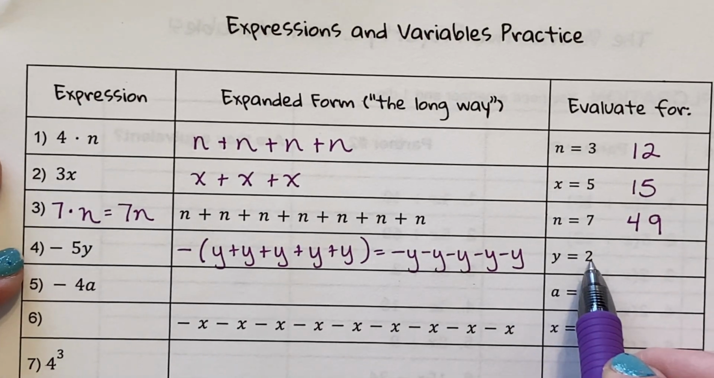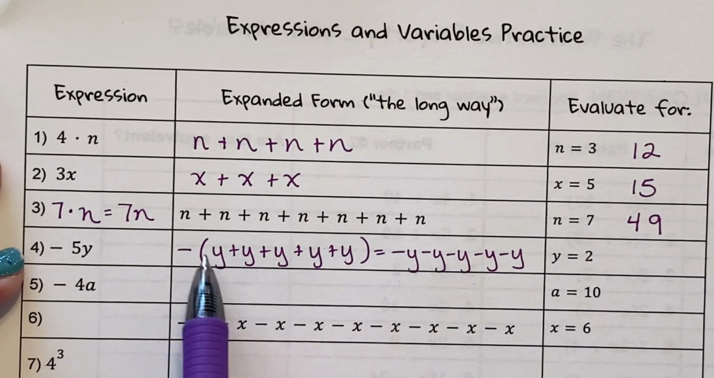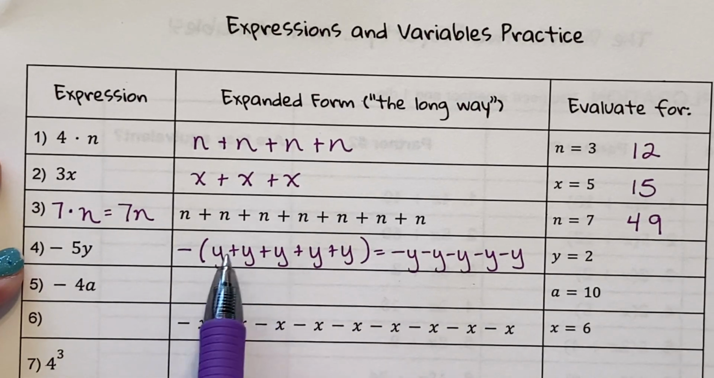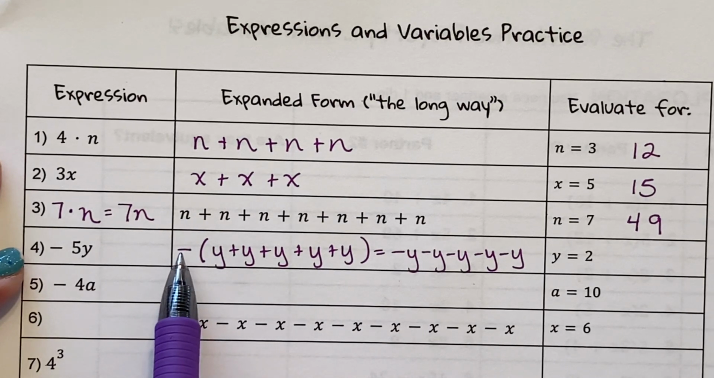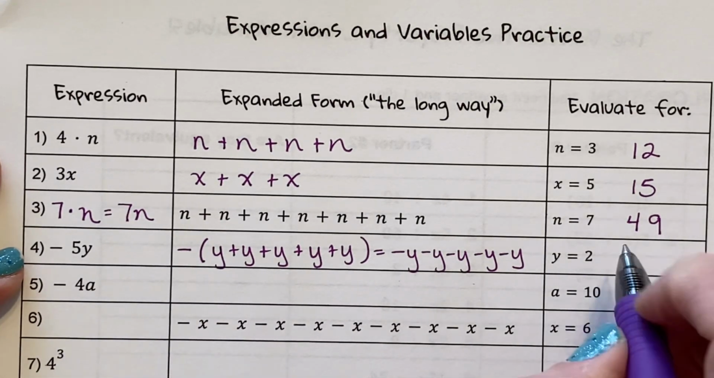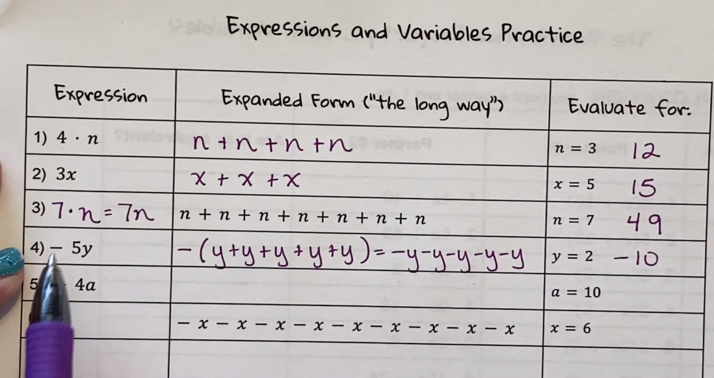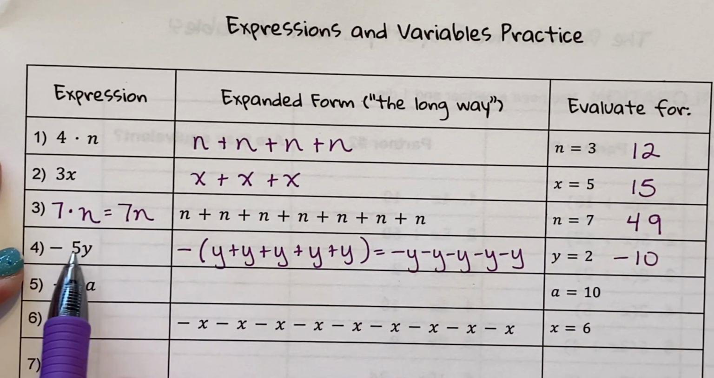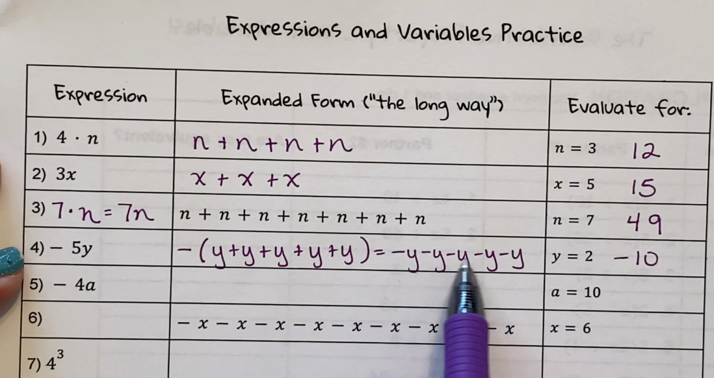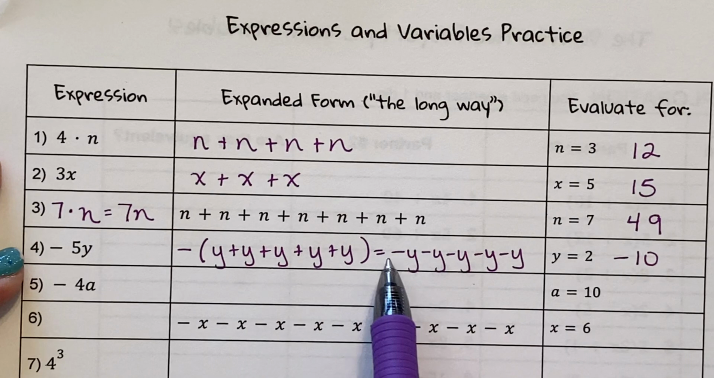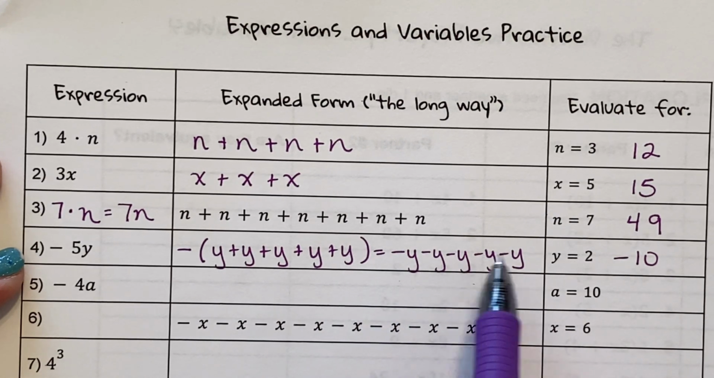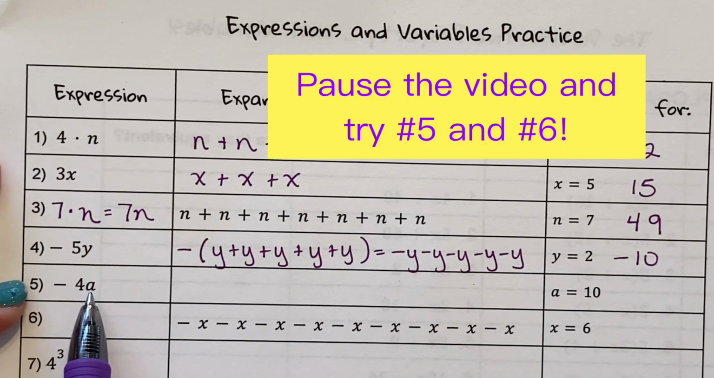What happens when y is 2? Well, if I go ahead and figure out what's in my parentheses, 2 plus 2 plus 2 plus 2 plus 2 is 10. The opposite of positive 10 is negative 10. So the opposite of 5y, the opposite of 5 times 2 is negative 10. And if I did it this way, well, the opposite of 2 and the opposite of 2 and the opposite of 2, negative 2 and negative 2, negative 2, negative 2, negative 2, is also negative 10. Let's see if you guys can do this one.